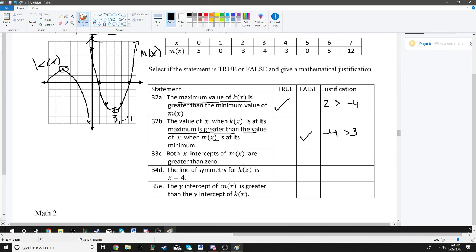Both intercepts of m of x are greater than 0. So here's one intercept. Here's the other intercept. So 1 and 5 are both greater than 0. The intercepts are (1, 0) and (5, 0). The line of symmetry for k of x is x equals 4. That is false, because the line of symmetry is at the x value of the vertex, which is over here, and that is at x equals -4.